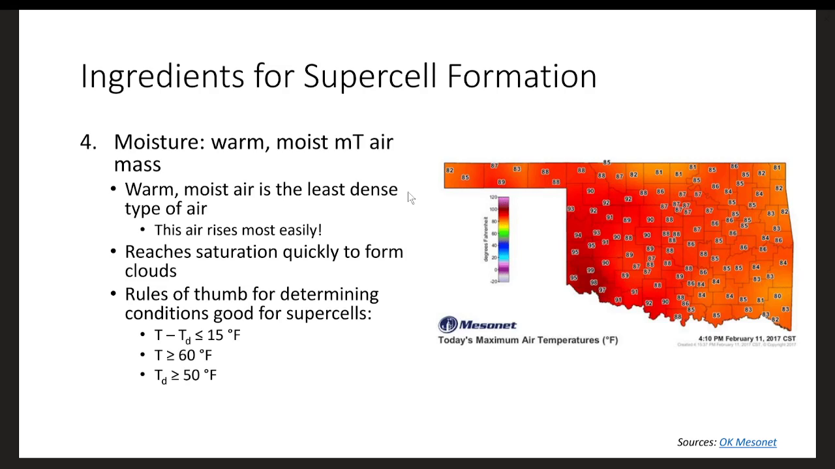So, rules of thumb for determining conditions good for supercells. I haven't verified this myself, but it is in the slide. So the temperature minus the dew point, the dew point depression, needs to be less than or equal to 15 degrees Fahrenheit. I'm assuming this is at the surface. The temperature needs to be greater than 60 degrees Fahrenheit, and the dew point temperature needs to be greater than or equal to 50 degrees Fahrenheit. Now, there's no absolutes, you can get it outside of these conditions, of course, but this is just the rule of thumb set by this PowerPoint.